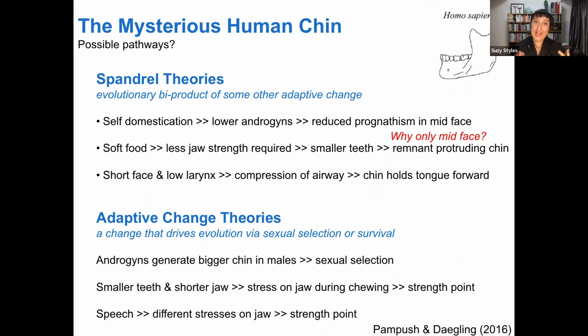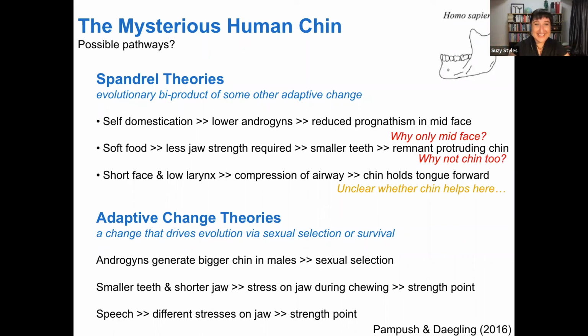The second theory has to do with food, and again, it's a shrinking jaw hypothesis. So we might suppose that with softer food, we didn't need teeth that were as large, and as those teeth got smaller and smaller and smaller, they retreated, leaving behind a chin. But we can ask ourselves the same question, why didn't the chin also retreat?